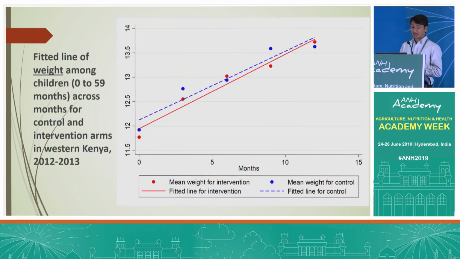So in this graph, we see fitted lines of weight of children across the months for control and intervention arms. The red line represents the fitted line of weight of children in the intervention arm, whereas the blue dotted line shows the fitted line of weight of children in the control arm. And what we see here is that across the months and compared to the control arm, the children in the intervention arm had increased weight.